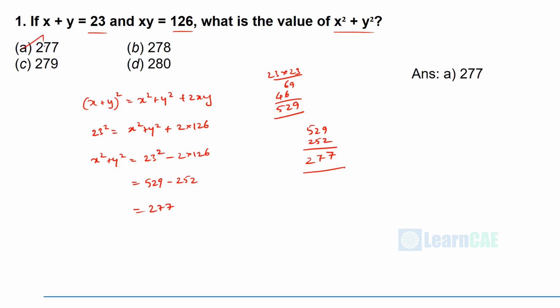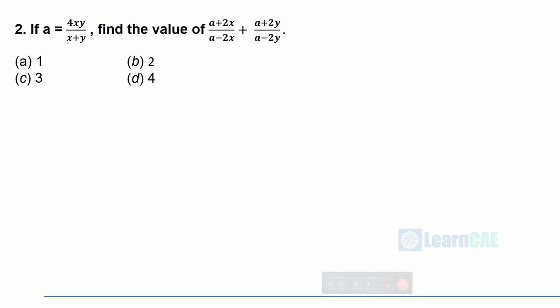Option A. Next question. If a is equal to 4xy by (x plus y), find the value of (a plus 2x) divided by (a minus 2x) plus (a plus 2y) divided by (a minus 2y). To find out this expression, we have to substitute the value of a into this expression and solve it. It will be coming as a big equation. We have to solve it. As far as quantitative aptitude is concerned, we have to solve the problems as quickly as possible.